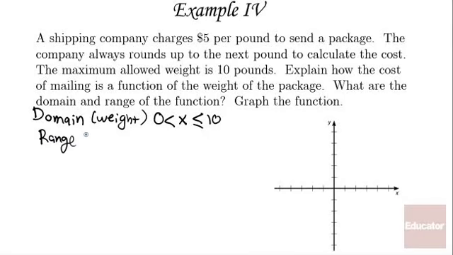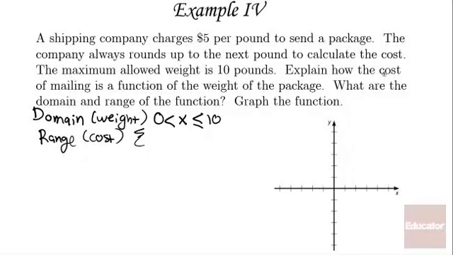The range is going to be the cost of mailing. And the range is going to be different. The range is actually going to be discrete numbers because they're saying here that they always round up to the next pound to calculate the cost. So if I have a package that's 2.5 pounds, they're going to round up to 3 and charge me $15.